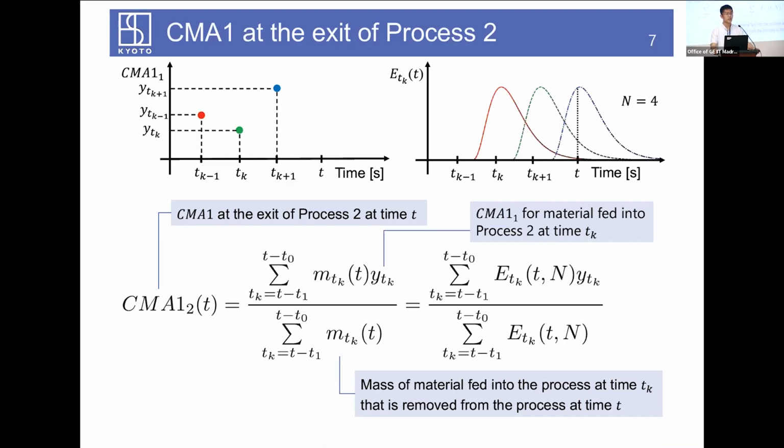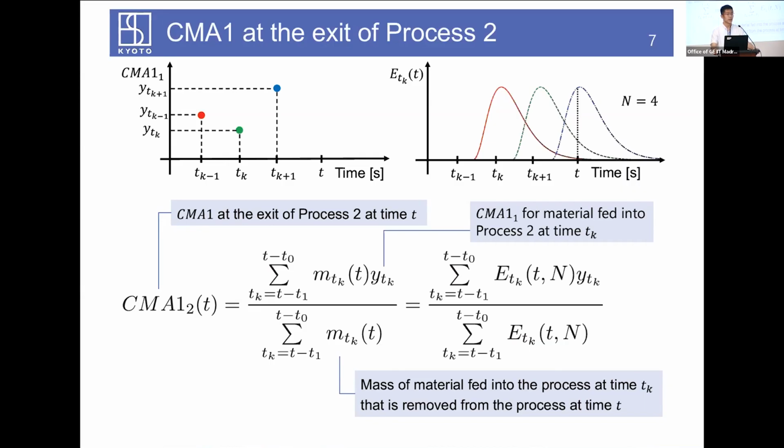The figures show the CMA1 for material fed into process 2 at different times, and the RTD functions for those materials. The RTD functions are for n equals 4. Each corresponds to a CMA1 of the same color.